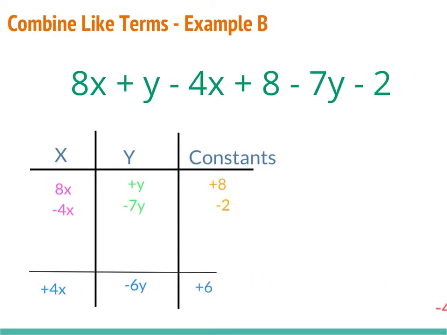So again, I'm going to rewrite my expression as -4x. Oh, +4x in this particular case. Let's fix that. +4x minus 6y plus 6.